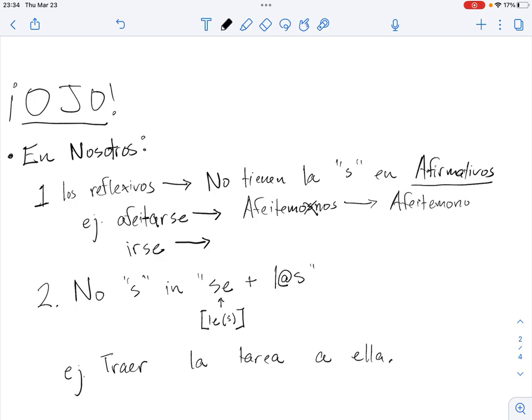Afeitemo nos. Now we still want to preserve the pronunciation of that verb. Afeitemo. So it seems like the next to last syllable in afeitemos is the te part. So the correct spelling is afeitémonos, acento en la segunda E.